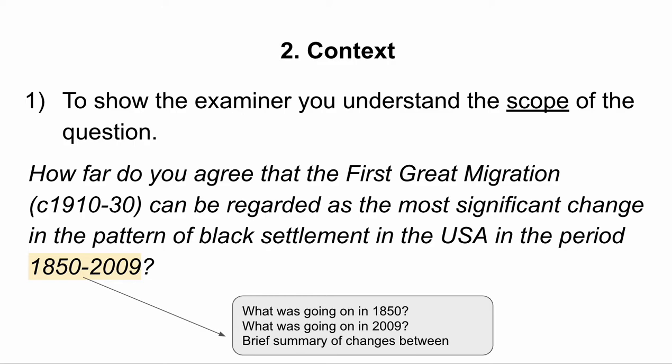And for context, very, very briefly, first sentence of the intro, what was going on in 1850? So you'd say the majority of Black Americans at this point were enslaved in the southern states. By 2009, you've got the election of Obama, the inauguration of Obama. And then in between that period, the sentence of summary of the changes, you've got Black Americans gaining rights and moving around the country, because the question is about migration. So something like that. So what was going on at the start, what was going on at the end, and a brief summary of what was going on in between. That's all you need to do for context.